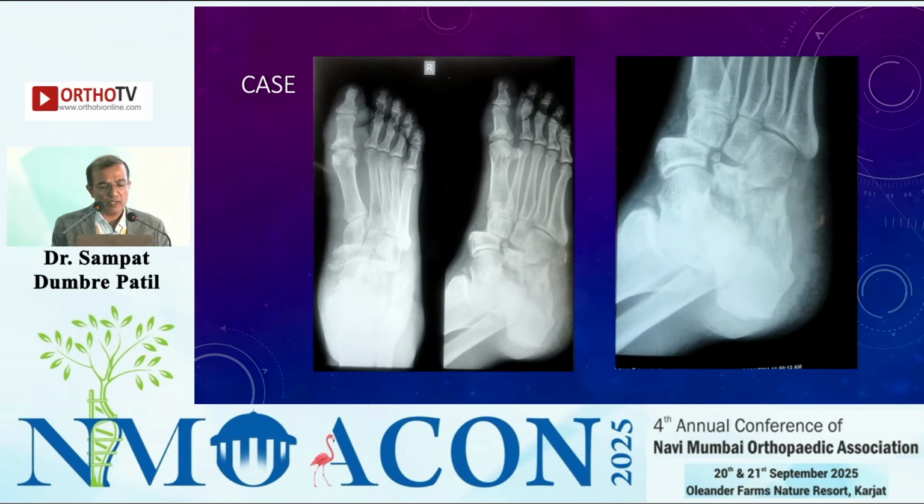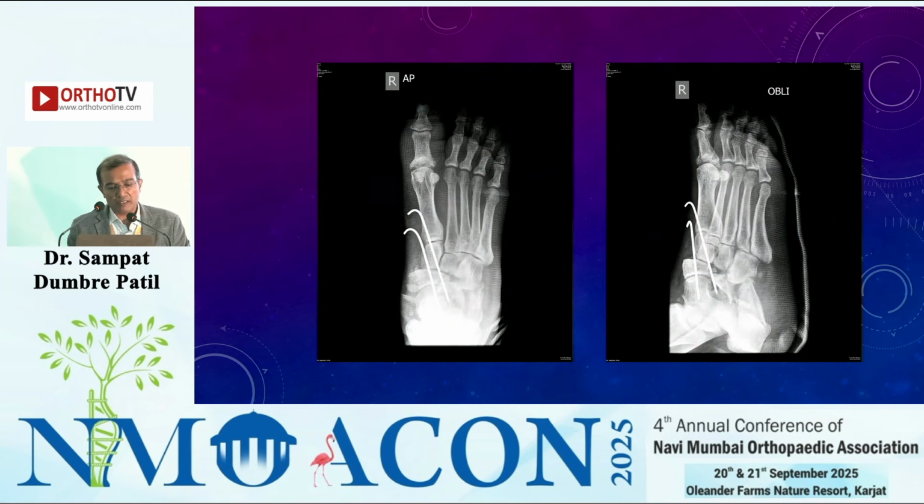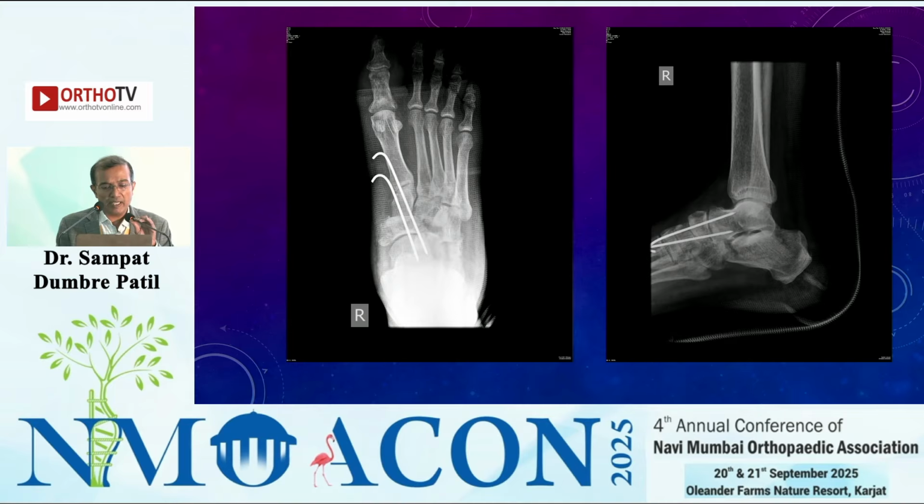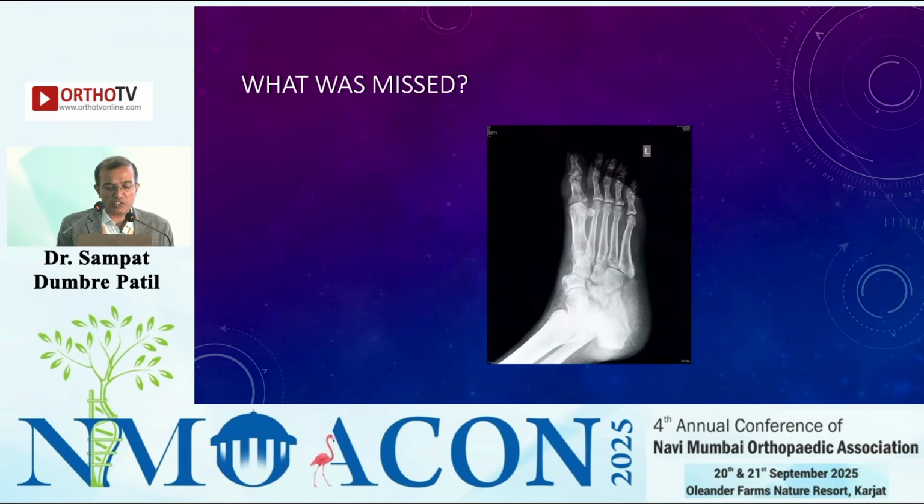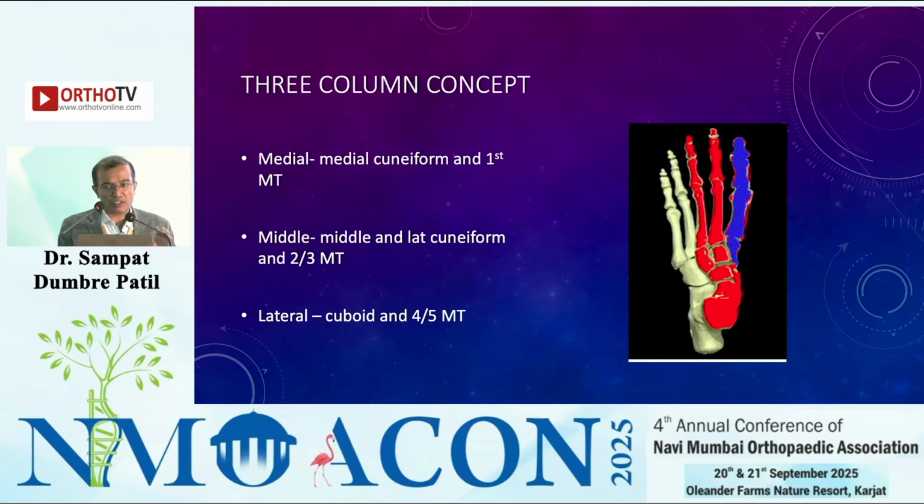Another case, this is my own case, where again there was an obvious dislocation on the medial side. This was managed initially by this particular reduction, but it was not accurate. We went ahead, revised it, and did it again. It was better, but not the best. Why was it not good on the medial side? Because we clearly missed the injury on the lateral side.